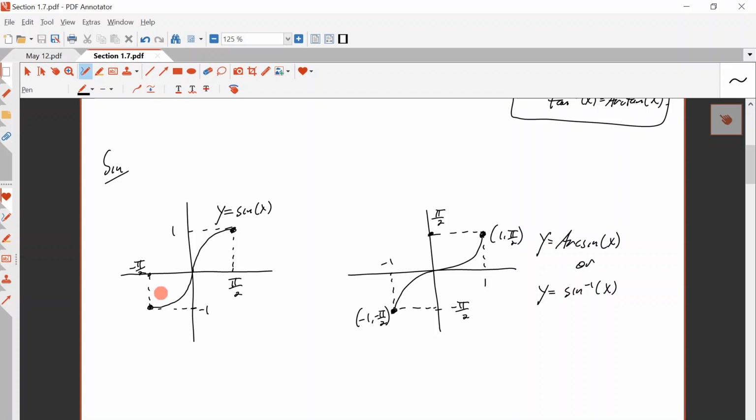For the sine function, we restrict sine x to the domain minus pi over 2 less than or equal to x less than or equal to pi over 2. And then you get this little bit of the graph, which satisfies the horizontal line test. And so you do your reflection, and that's the graph of arcsine x or inverse sine x.